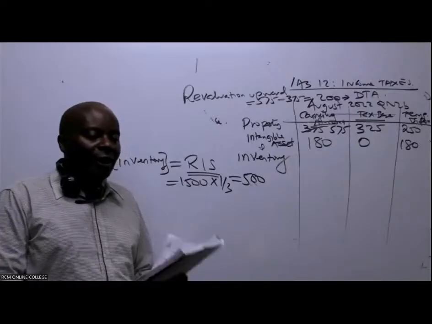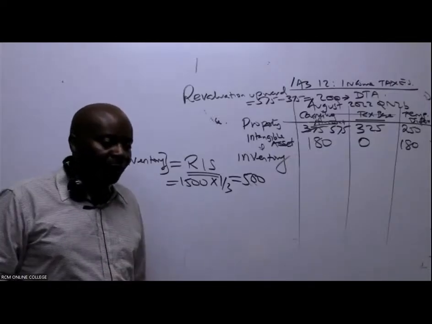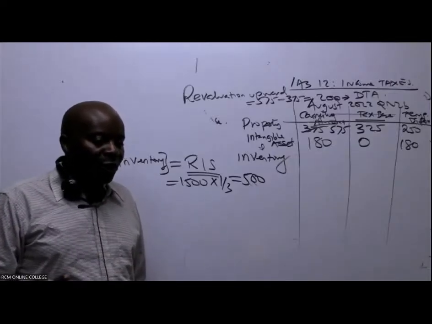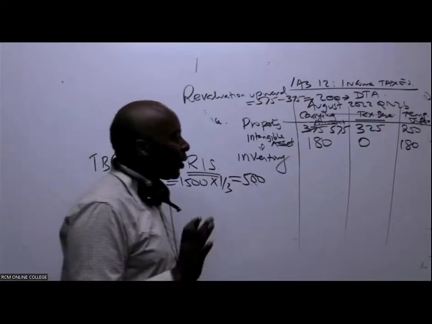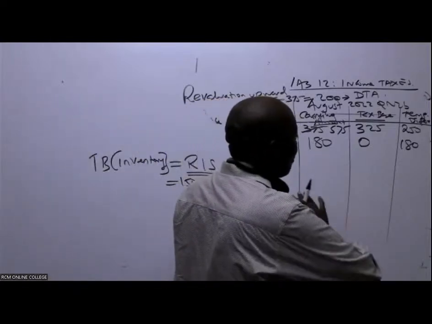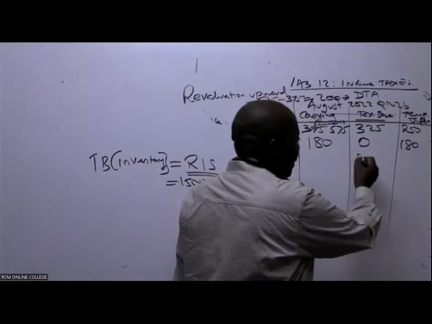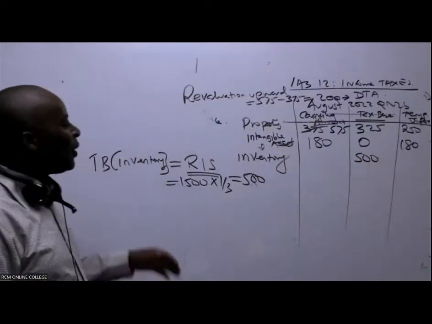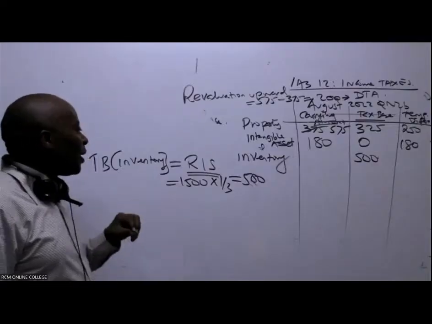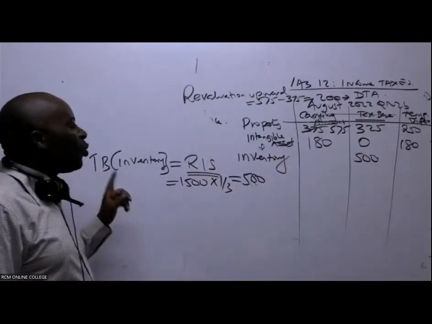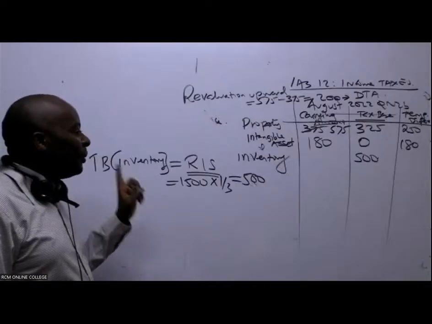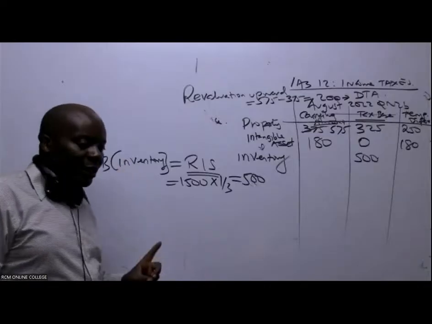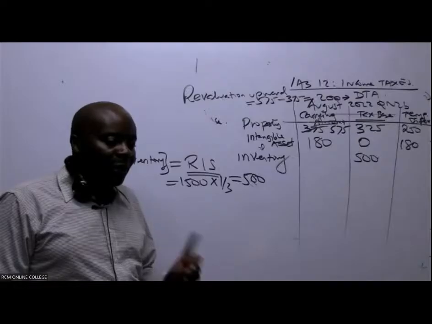Is that correct? The remaining intra-sales will be 500, yes. Somebody has confirmed there. So this one, I'm not going to do any alterations. In this case, the tax base there will be 500. Whenever there is an intra-group thing, for inventory, the tax base will always be equal to the remaining intra-sales. There's no debate about that.